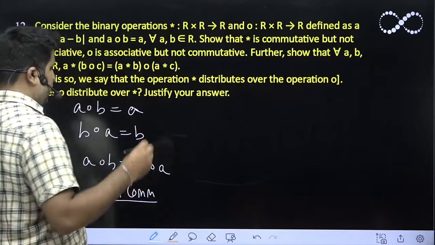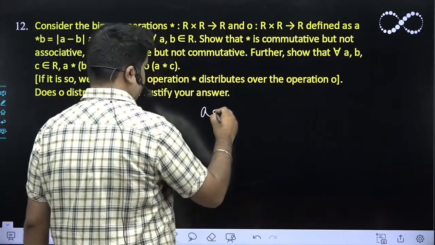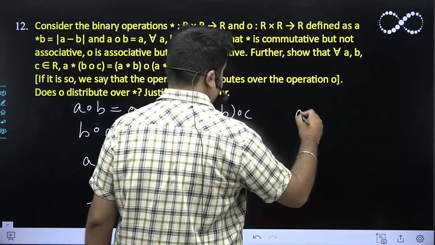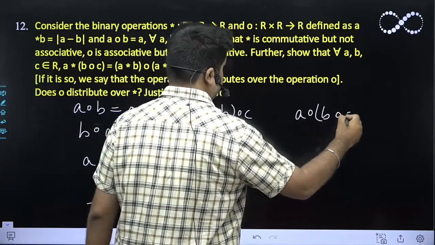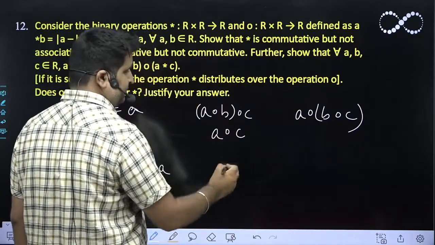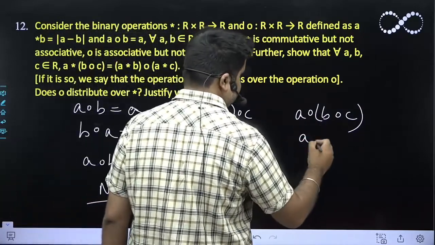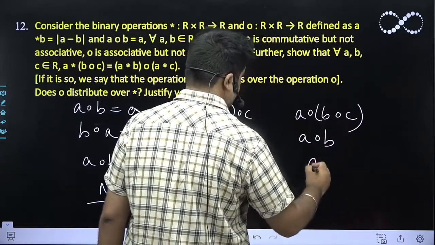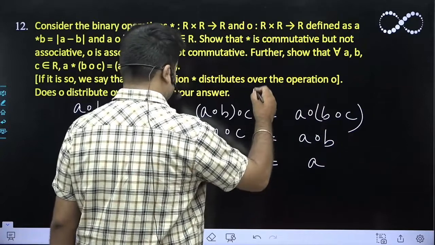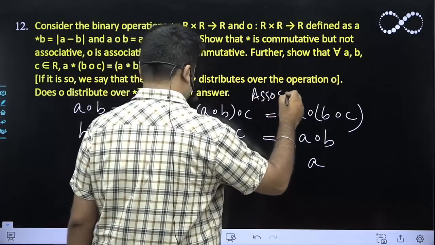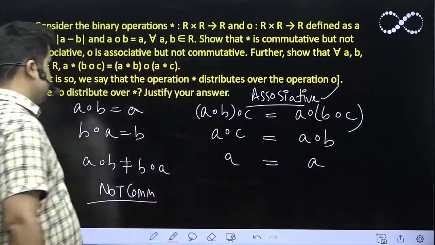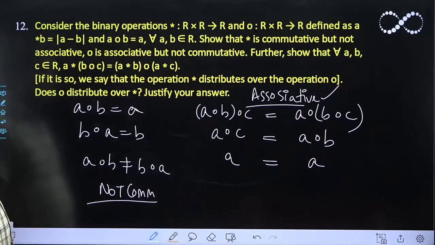Now we have to check the associative property. (AOB)OC, and here we have AO(BOC). What is AOB? A. What is AOC? A. What is BOC? B. What is AOB? A. So these two are equal. Therefore, this is associative. But this is not commutative.